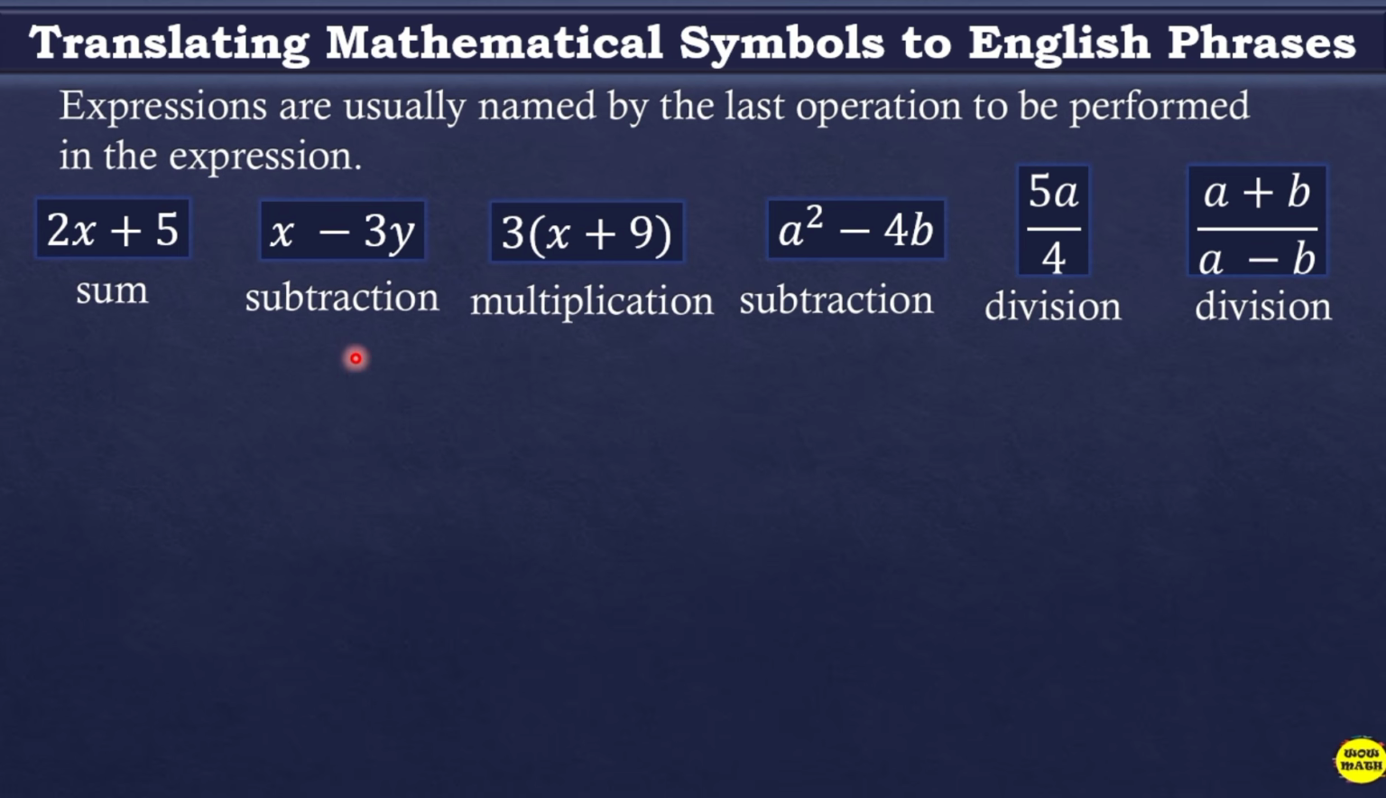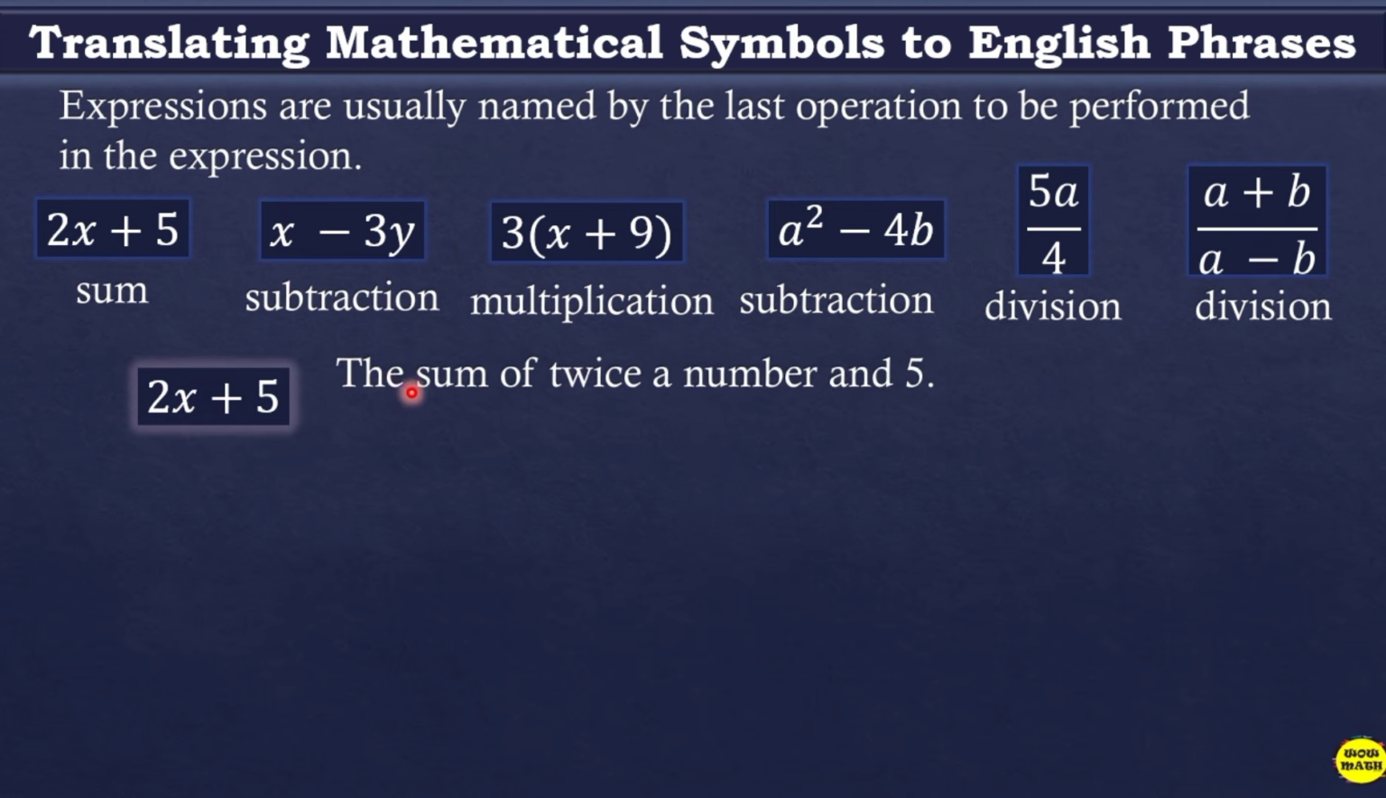Okay. So, what is this for? Because this is where it is often named. So like this one, addition, when we translate this, it can be the sum, because that's the last operation, the sum of twice a number and 5. Okay? So, not all the time, but most of the time. Okay? So, the sum of twice a number.